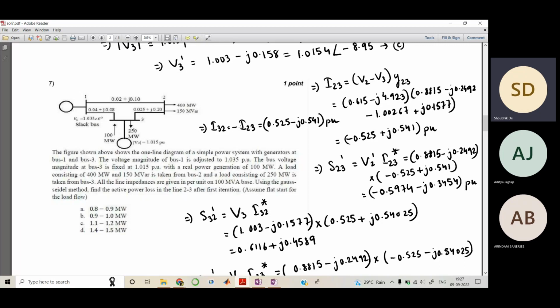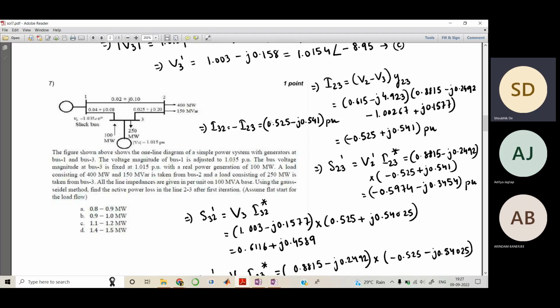Again for bus 3, this would be V3 into I32 star. I32 and I23, the magnitudes are the same, but the notations are different, right? It is not like your admittance: Y23 and Y32 are the same because these are basically admittances, but these are currents. Currents have a direction. When I say 2 to 3, it means current is flowing from bus 2 to 3, and when I say 3 to 2, it means current is flowing from 3 to 2. Therefore I32 would be simply minus I23.